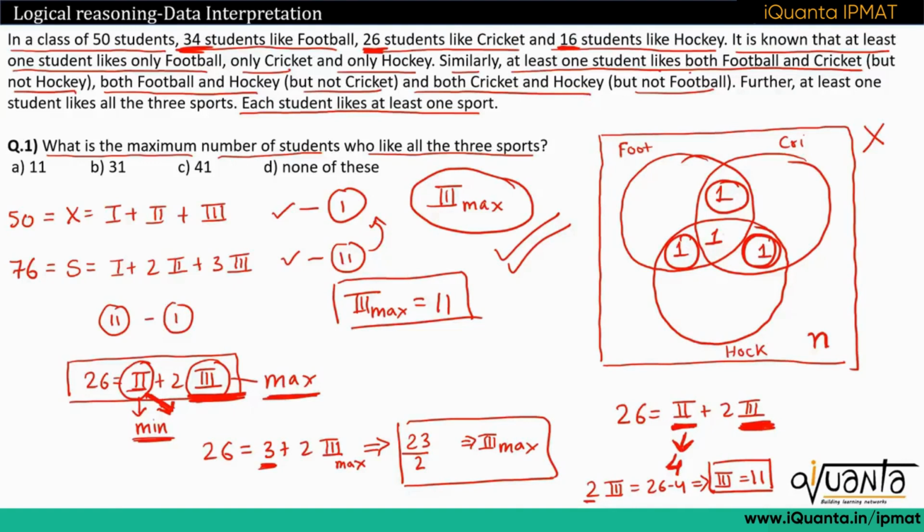How did we do this? We had two equations, one for x, which is the universal set, and one for the sum of values of all the sets. We subtracted equation 1 from equation 2 and got this equation over here. To maximize exactly 3, we minimize exactly 2. We know that the minimum value of exactly 2 could be 3, but putting the minimum value of exactly 2 as 3, we are not getting exactly 3 as a natural number. So we increase its value to 4, and putting exactly 2 equal to 4 over here, we are getting exactly 3 equal to 11. So 11 will be the correct answer to this question.